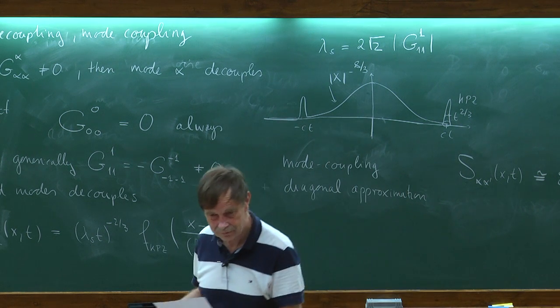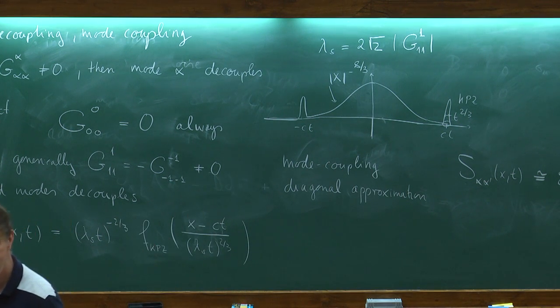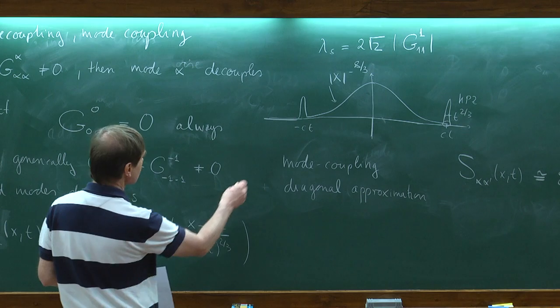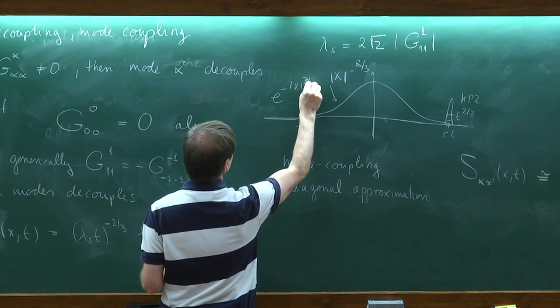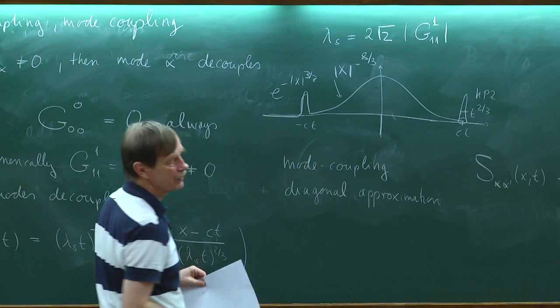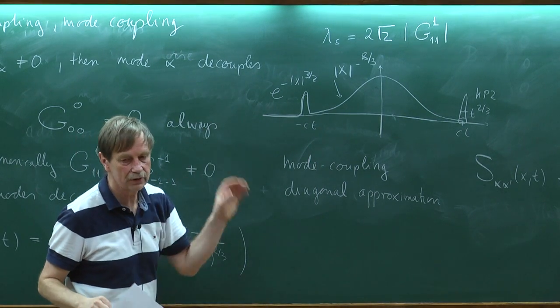Yes? Outside it should be KPZ tail, right? Yeah, okay, but this function, as I said, goes like e to the minus x to the 3/2, if I remember this correctly. And so of course it goes very quickly down. So out here, I will see no correlations whatsoever.